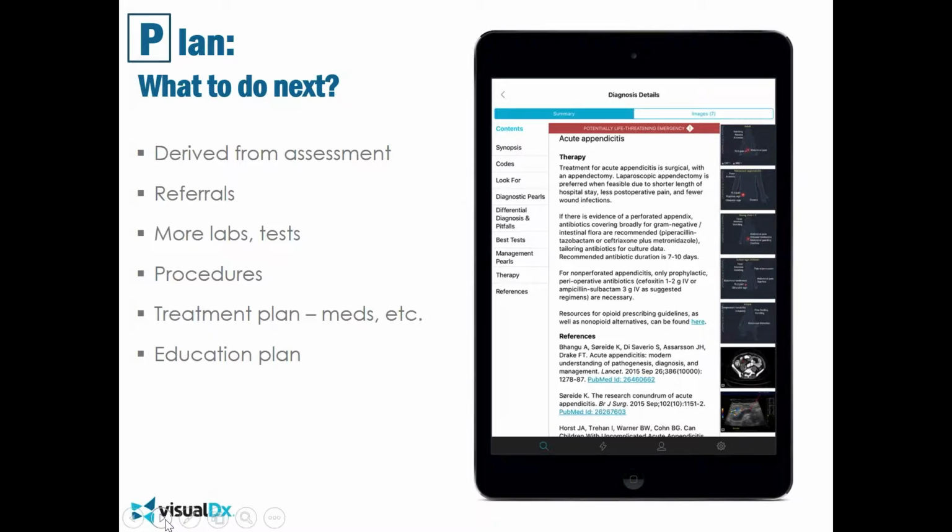The plan portion of the SOAP note focuses on what to do next based on the assessment note and a list of probable diagnoses. Order more tests or referral, or if the diagnosis is confirmed, come up with a treatment plan or schedule a procedure and education plan.